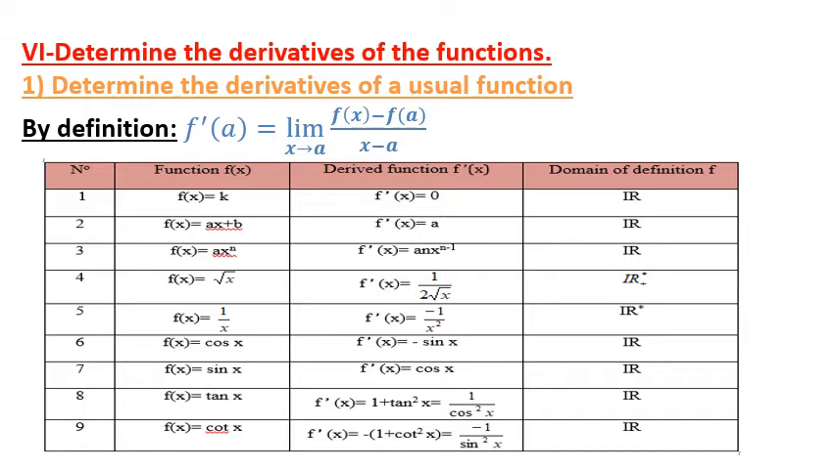The derivative of 1 over x is minus 1 over x power 2. The derivative of cosine x is minus sine x. The derivative of sine x is cosine x. And the derivative of tangent x is 1 plus tan power 2 x, or 1 over cosine power 2 x. The derivative of cotangent x is minus 1 plus cotangent square x, or minus 1 over sine power 2 x.